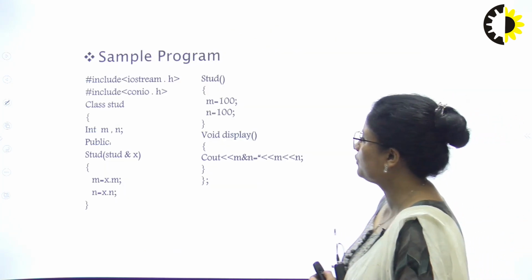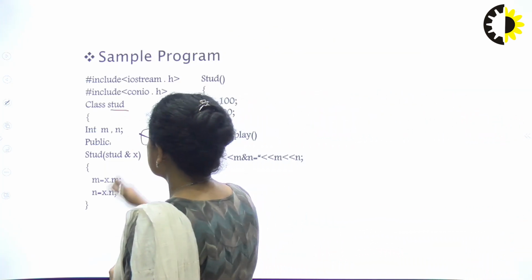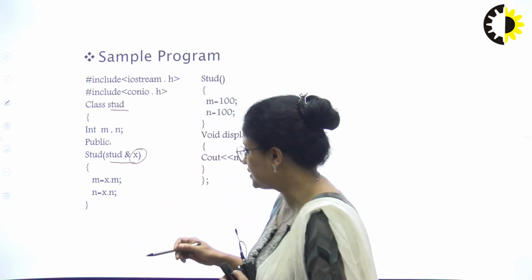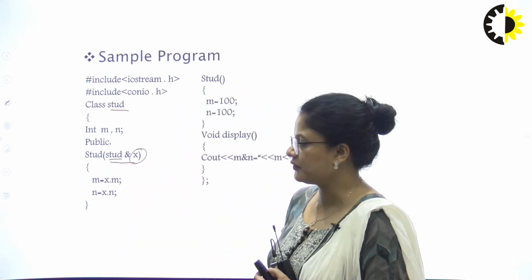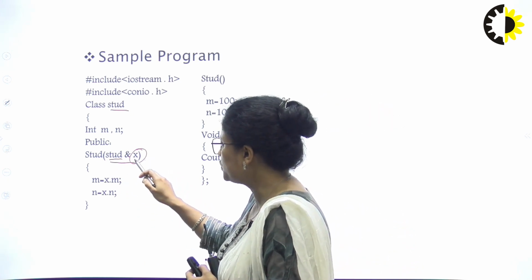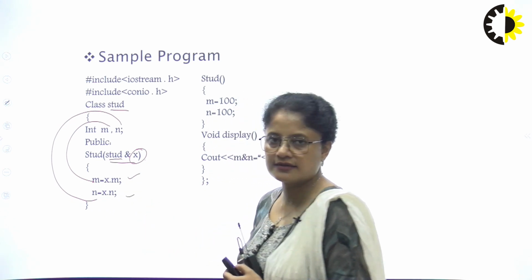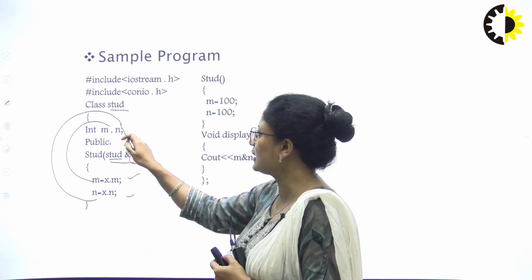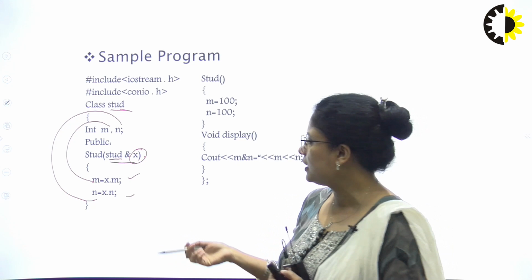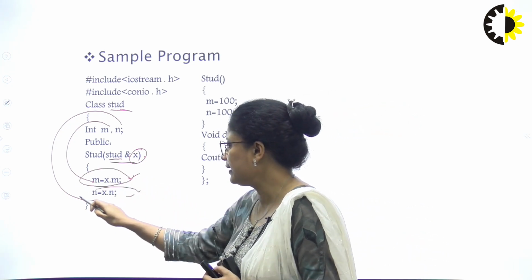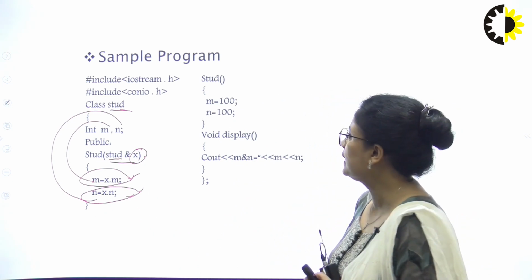For example, if you look at it, we have the same class which we are talking about. Here we are passing an object x, which is an object of the same type of class. What does this x do? We are initializing the members m and n by the members of x. X is an object of this particular class, so x will also have two members m and n. So the m member of x is used to initialize the m part, and the n member of x is used to initialize the n part.